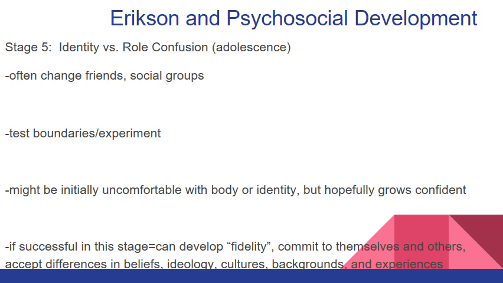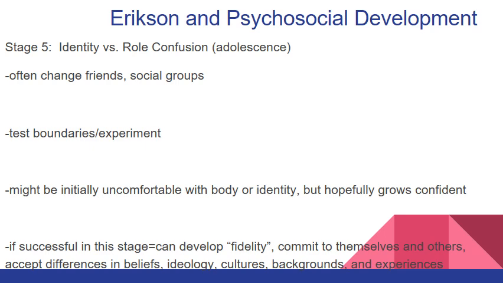They also might experiment with different friends groups or social groups, and they also might test boundaries. They could be initially uncomfortable with their body or identity and the rapid changes that their body or identity is going through, but eventually, ideally, the child or the adolescent, the young adult, grows confident in themselves.